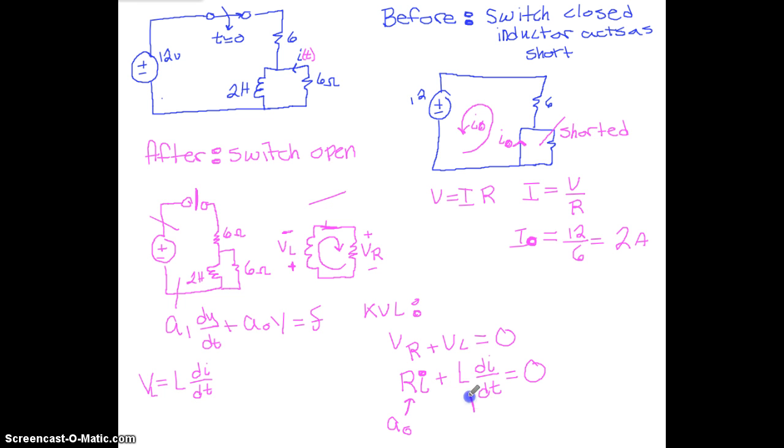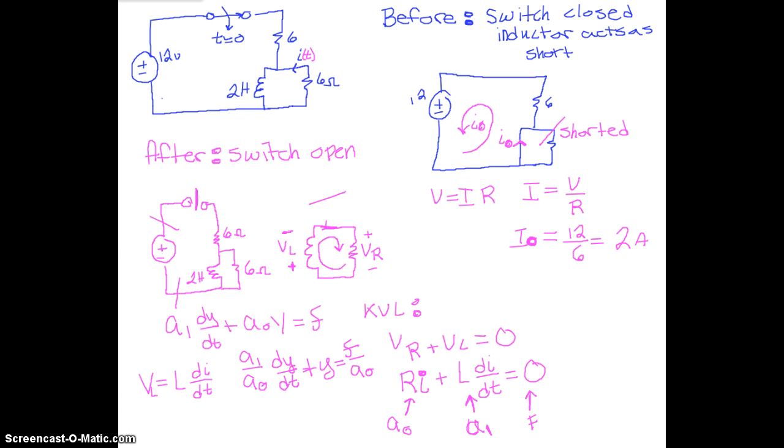Our A1 is going to be L, and our F is going to be this 0 right here. So I have them switched a little bit. Now a really easy way to remember this is that we can rewrite it as A1 over A0 dy/dt plus y is equal to F over A0.